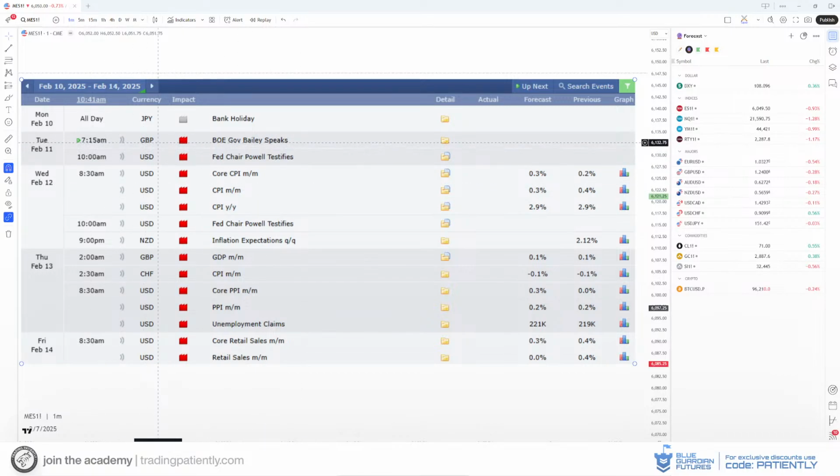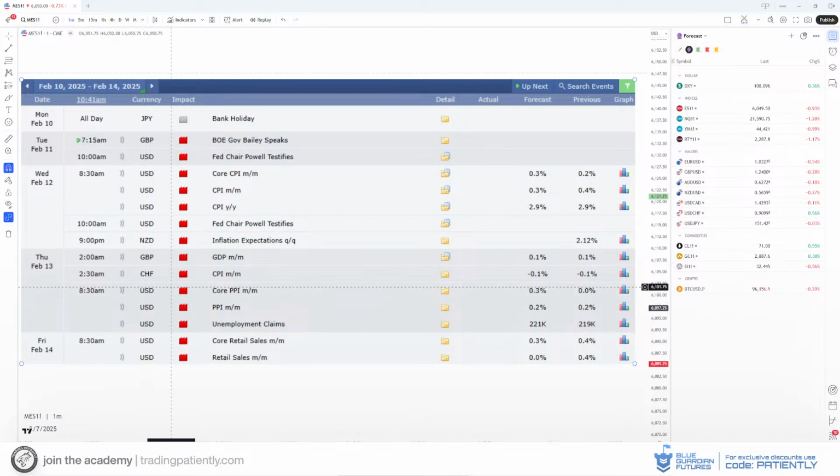Tuesday, we have British pound red folder and US dollar. JPOW speaks, JPOW testifies, right? 10 a.m. So we have two red folder news drivers here. For those that are trading intraday, crosses or majors, you know, GBP could be interesting then. We also have USD news, which is good to see for indices with my model. We have CPI on Wednesday, as well as Powell again, and then New Zealand dollar inflation. So Tuesday, Wednesday, both have red folder.